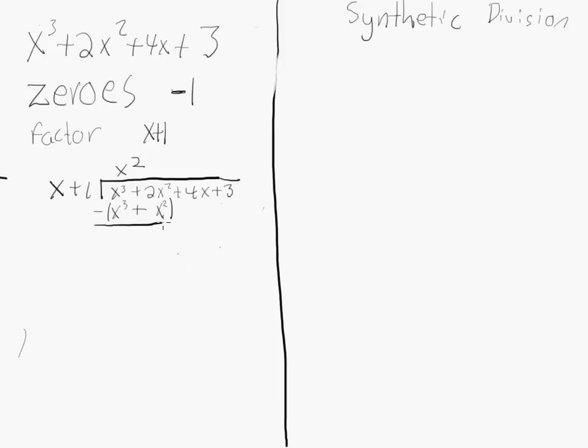I'm going to take all of this and subtract it, much like long division. These guys cancel out. x cubed minus x cubed is 0, and 2x squared minus 1x squared is just 1x squared, or just x squared. And we'll drop down our next term.